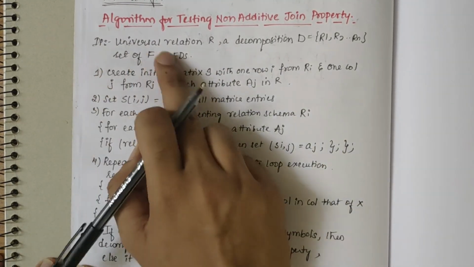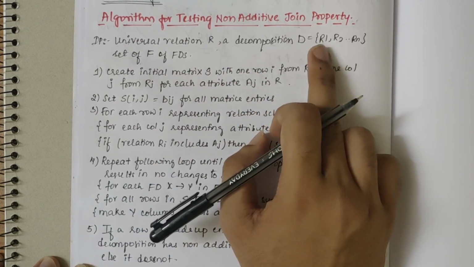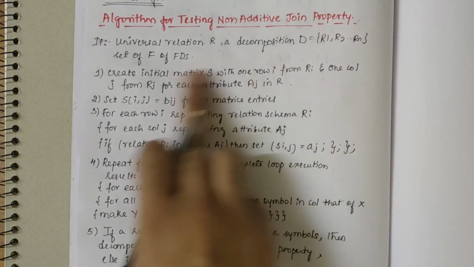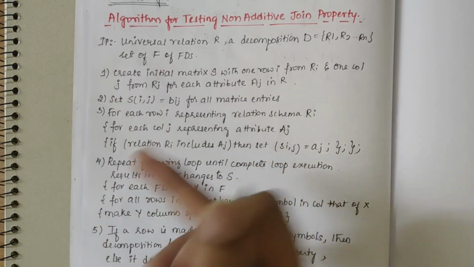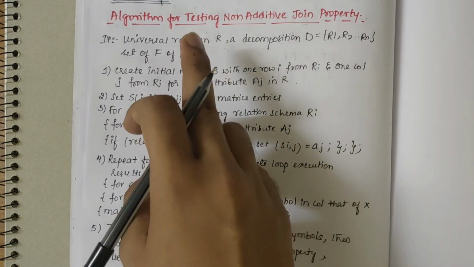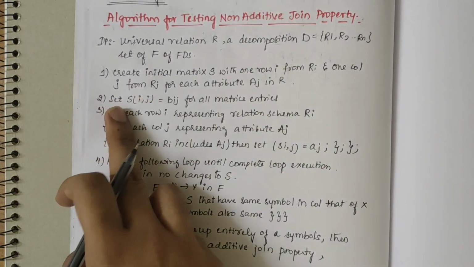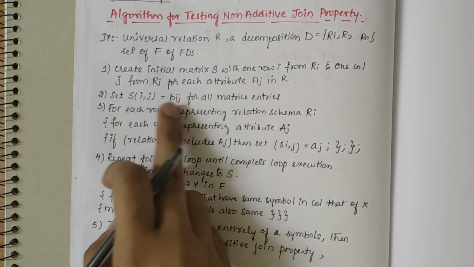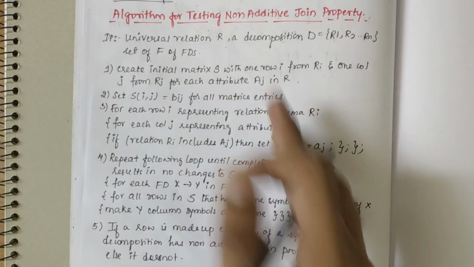So the input is a universal relation R, a decomposition D such that R is divided into R1, R2, R3, up to Rn parts, and a set of functional dependencies F. We need to create an initial matrix with one row for each Ri and one column for each attribute Aj in R. Next, we need to set the values for all matrices.